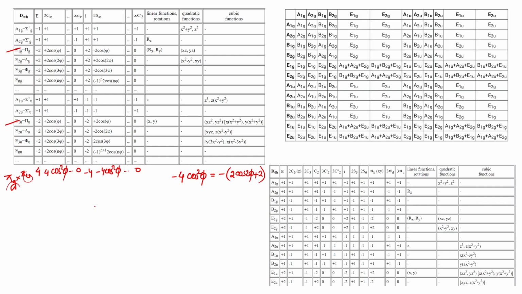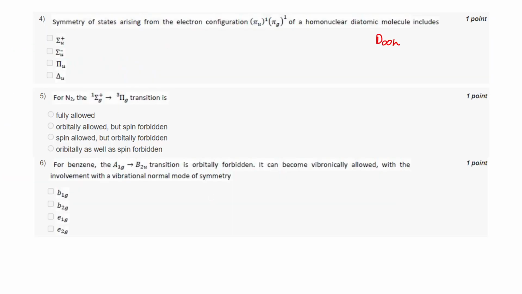From the previous idea, you have this idea that it would be sigma plus u plus sigma minus u plus delta u. It is going to be like that. So your sigma will include sigma plus u, sigma minus u, and delta u, not the pi.